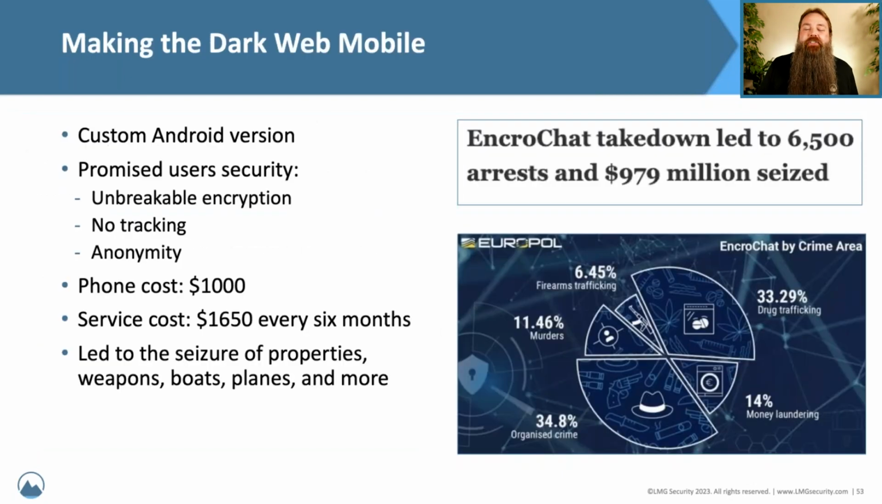One of the other changes that we've seen over the last couple of years, too, is the move to mobile for things like darknet marketplaces. There was an organization called Encrochat who was making a custom Android version with a phone that was supposed to be a highly secured and kind of ready-to-go phone used for criminal activity. They promised things like unbreakable encryption. They promised that you could not be tracked. They promised anonymity in all of your transactions, and it was not cheap. It was $1,000 just to buy the phone, and it was over $1,600 every 6 months to license the use of the service.